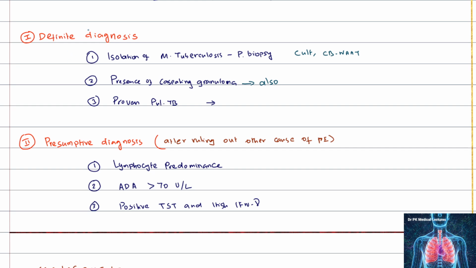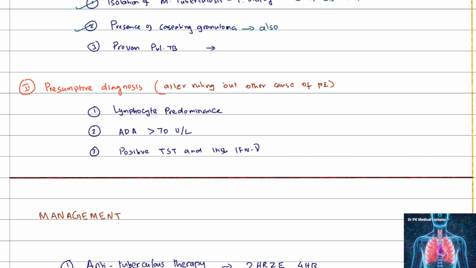So the definite diagnosis of tuberculous pleural effusion is made either by isolation of the organism or by the presence of caseating granuloma in the pleural biopsy specimen. But if the patient is already a proven case of pulmonary tuberculosis, it is not necessary to go for a pleural fluid analysis. And after ruling out other causes of pleural effusion, we can have a presumptive diagnosis of tuberculous pleural effusion by the following criteria.